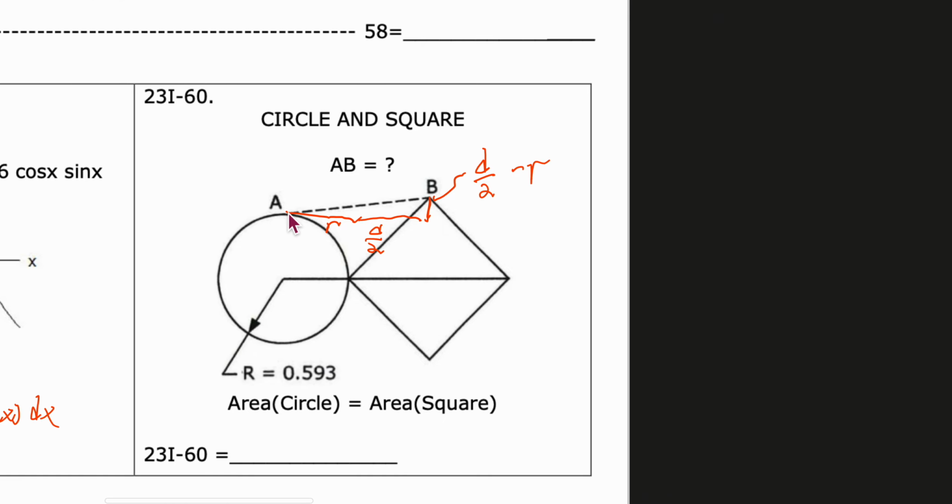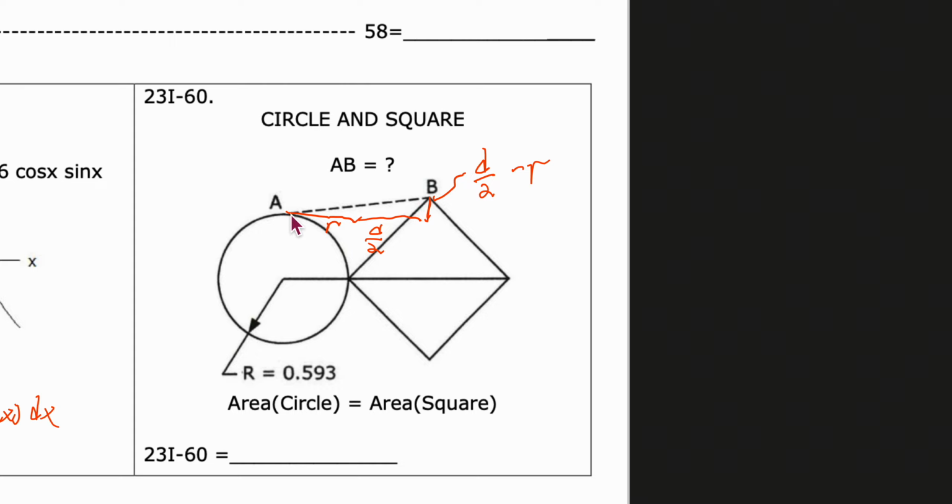All right, last question here in this rotation. They want us to find the distance AB, and they tell us that the area of the circle is equal to the area of the square. Now what we can do is, well, they give us the radius. And what this lets us do is it lets us relate the side length of the square to the radius of the circle. Now let's go ahead and look at what they want. They want this distance here. How the heck do we do that?